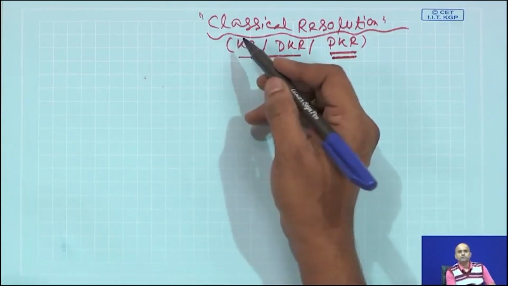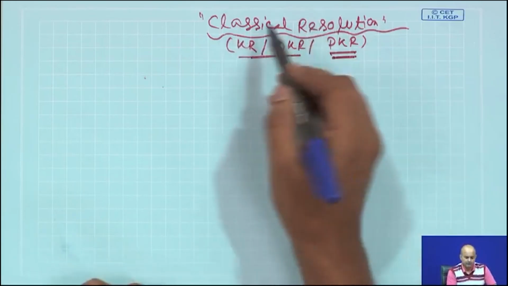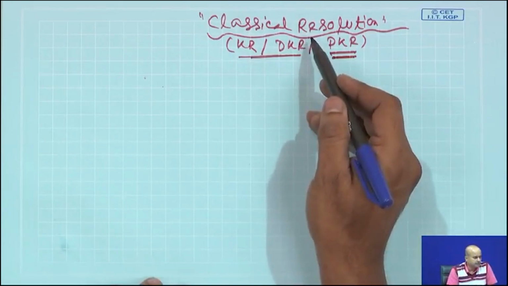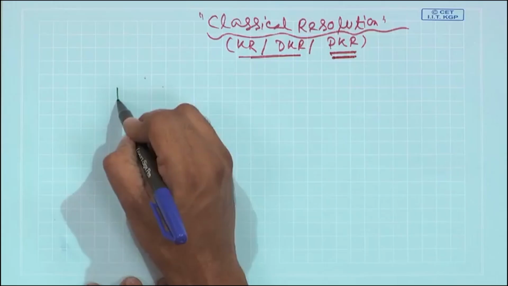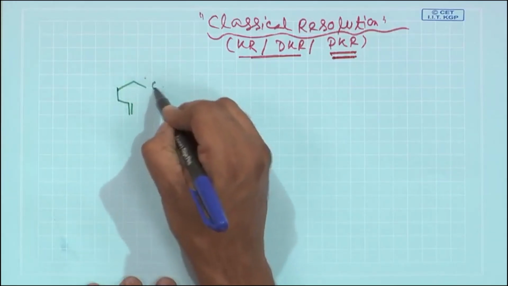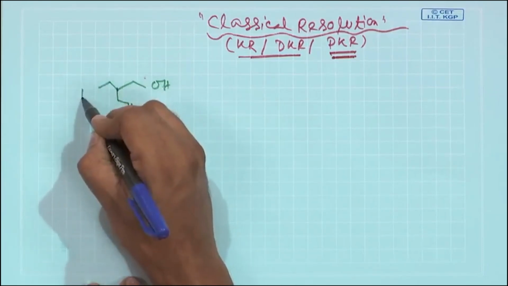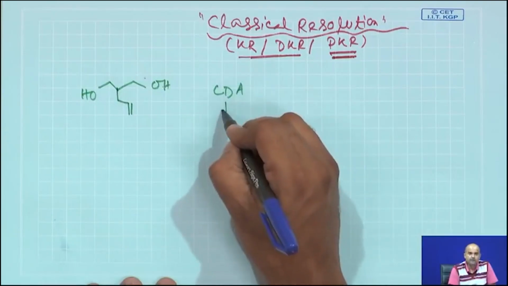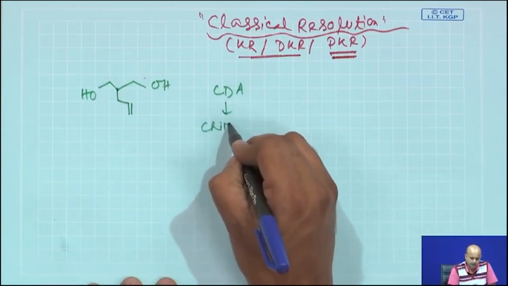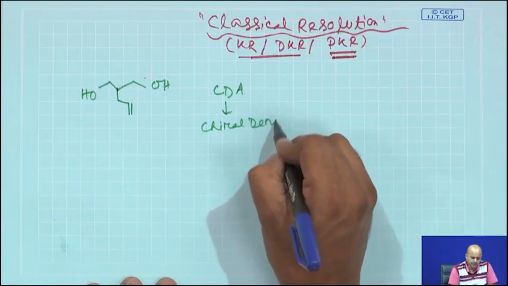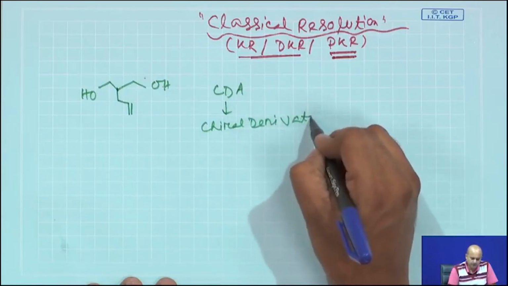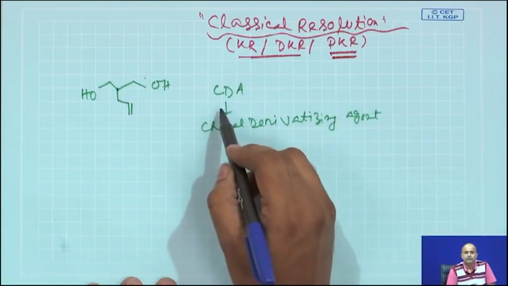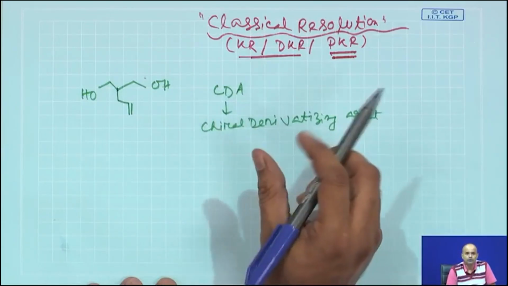In classical resolution, this method is very powerful, and till today many industries follow this classical resolution method. I will try to give you a case study where classical resolution was done through a technique now named CDA. CDA stands for chiral derivatizing agent. It means that if you have a racemic mixture, you react the racemic mixture with a chiral derivatizing agent through a covalent bond formation.